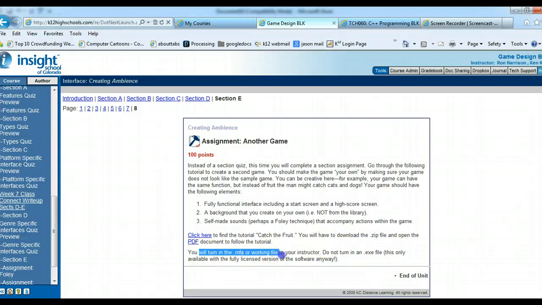Now you turn it in. You turn in the MFA file that creates when you do your game. Do not turn in the EXE. So you just turn in the MFA file. Okay, so that's the end of all of this work, the end of this unit. But you can see there are important points here. You're doing the Foley, the sound activity, and you're doing the downloading the software, doing the tutorial game, and then creating your own game.